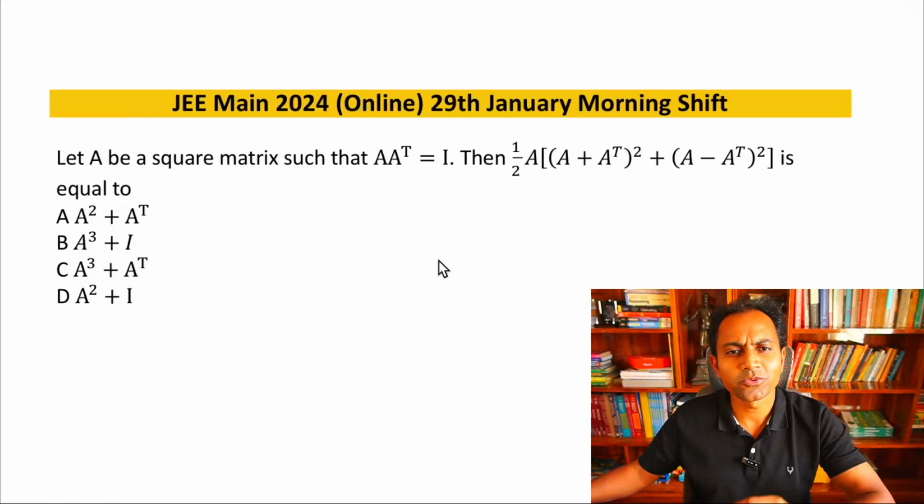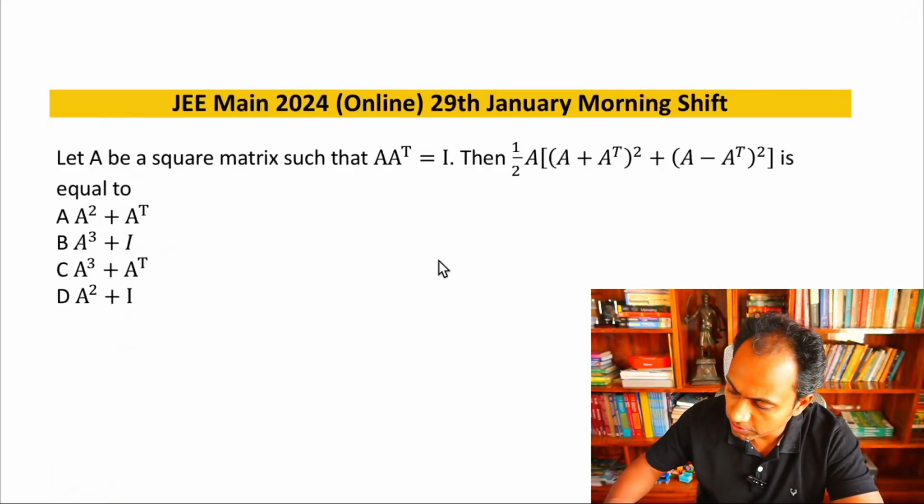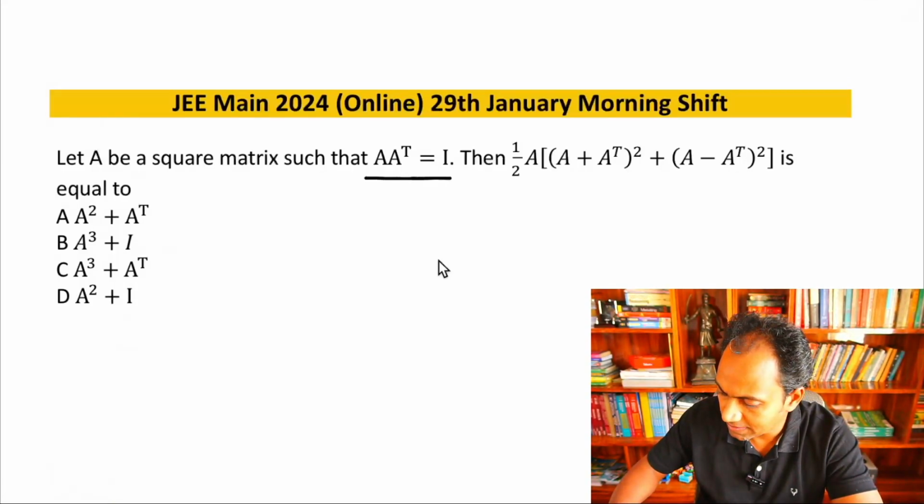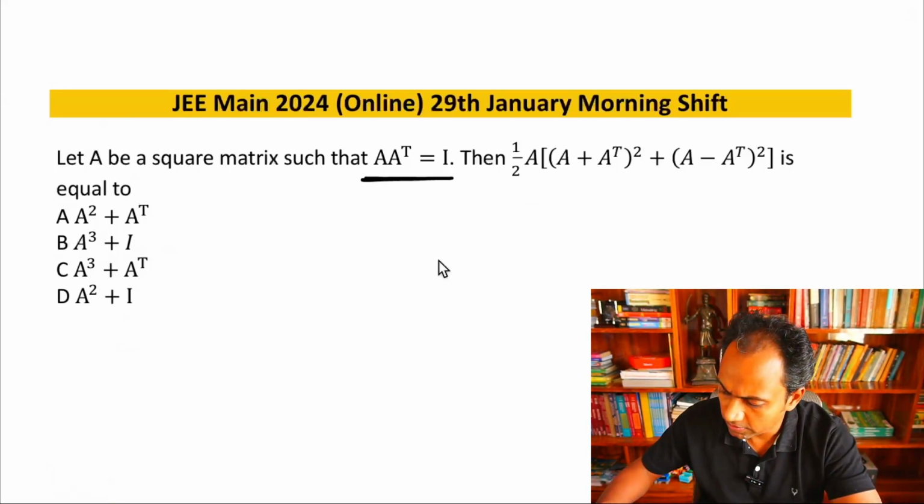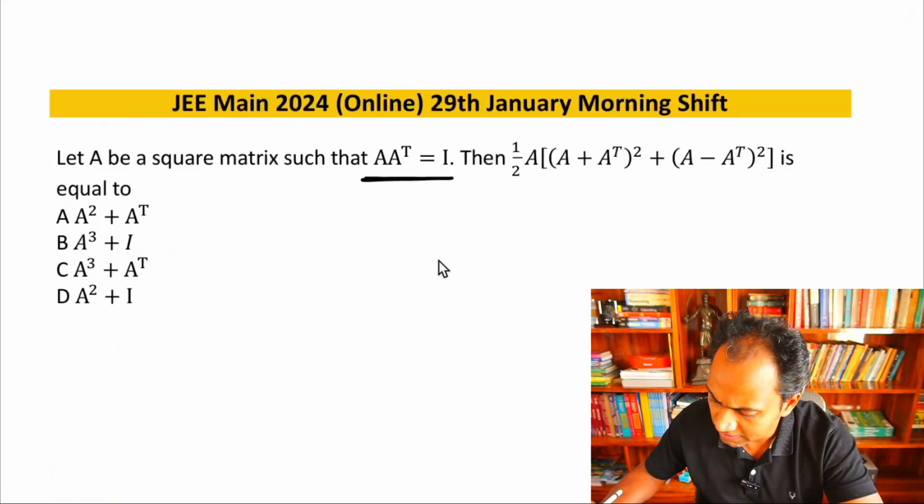Now let us look into this very simple question that was asked in 2024 on this idea. They have given that A into A transpose is equal to I. Then they are asking the value of this expression that is given to us.